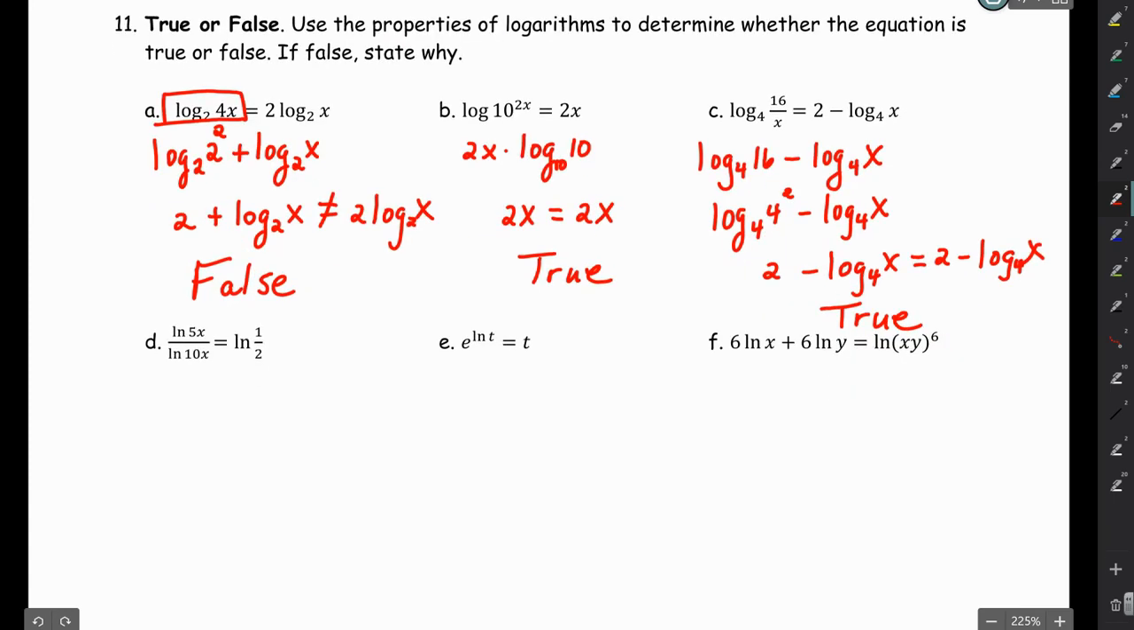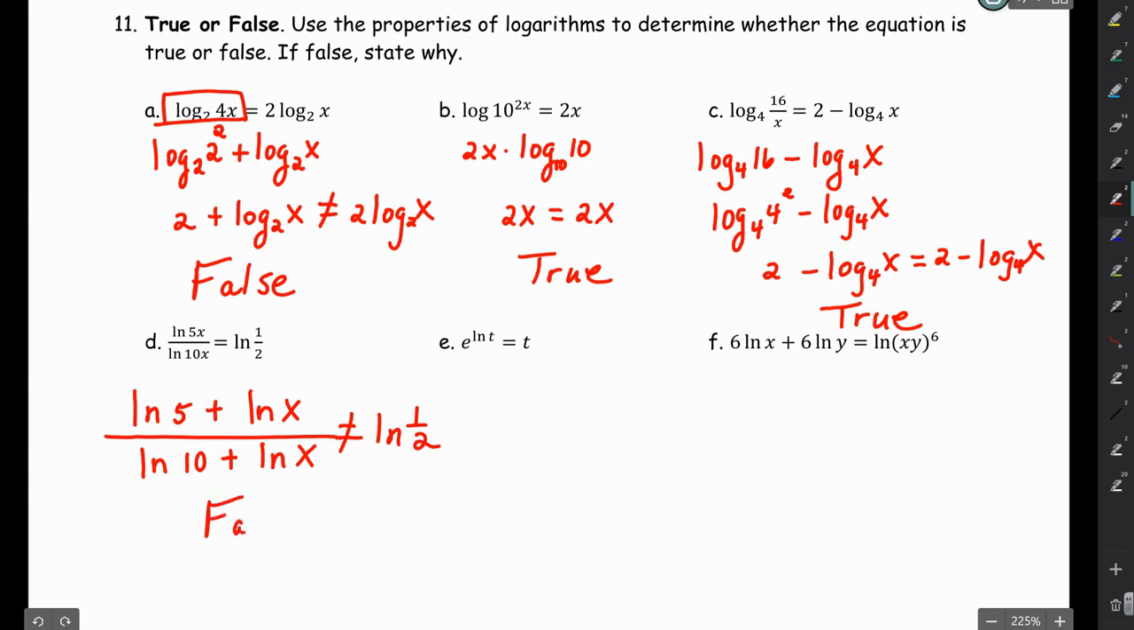Okay, moving on to letter D. I have multiplication in the numerator and the denominator, so I'm going to rewrite that as ln of 5 plus ln of x. I have ln of 10 plus ln of x. There's really nothing else that I can see that I could do with that. That definitely does not equal ln of 1/2, so this one is false.